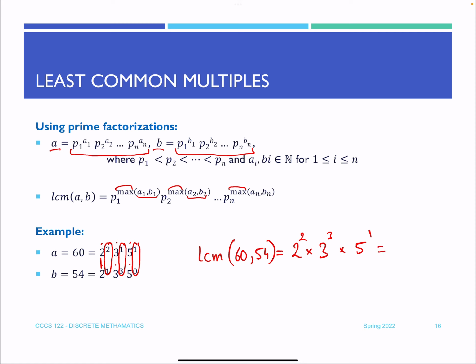So we got 4 times 27 times 5, and if you work that out, it comes out to 540. And that is the LCM of 60 and 54.